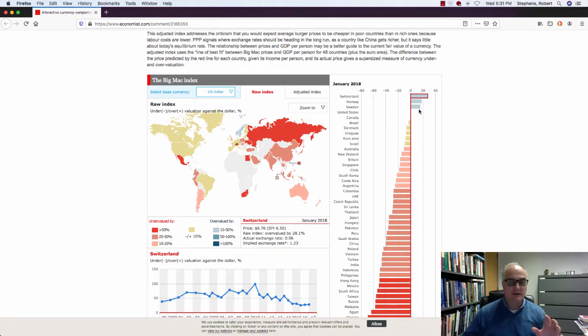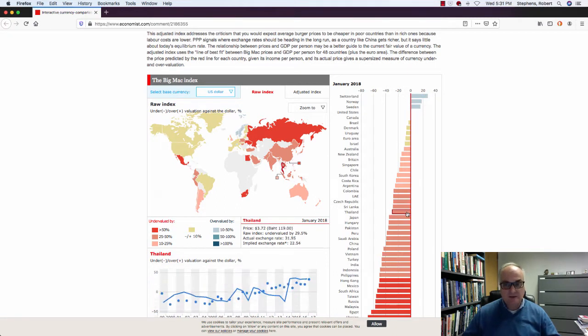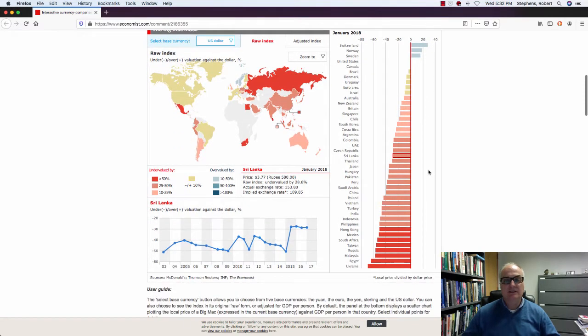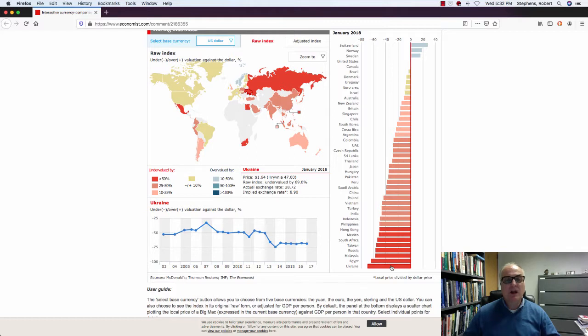Purchasing power parity theory would suggest that a Big Mac should cost the same no matter where you are around the world. But of course, that's not the case. There are some countries where it costs more, although relatively few, and many countries where it costs less. So if you go down here, right now, Ukraine has the most undervalued currency in the world. The price of a Big Mac in Ukraine is only $1.64. Egypt is also very undervalued at $1.93.